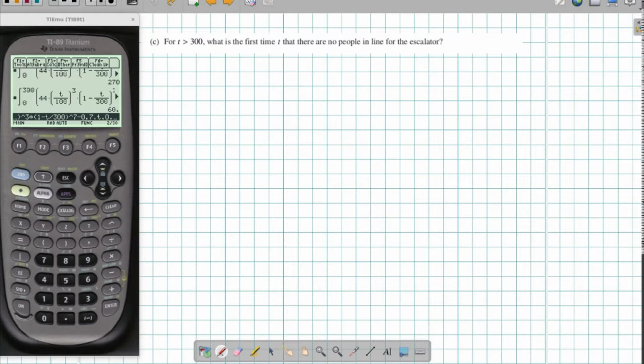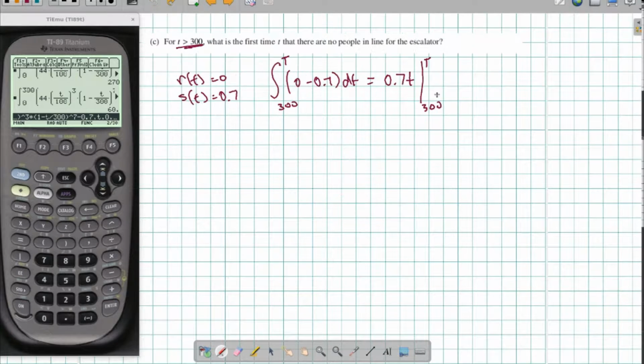For part C, it says for t greater than 300, what's the first time t that there are no people in line for the escalator? So for t greater than 300, r of t is 0, and the exit rate is still 0.7. So I want to integrate from 300 to some unknown t value 0 minus 0.7 dt. Well, this is going to be 0.7 t, which I'm evaluating from 300 to t, and I want to know when this result is going to use up all of these 60 people that we had in line. So I want to know when this is equal to 60.